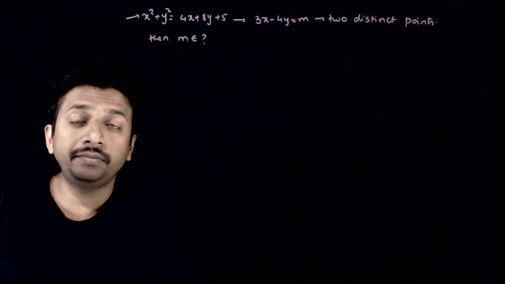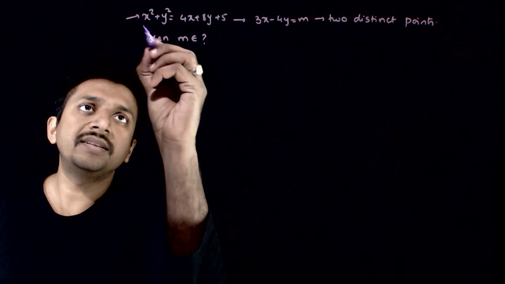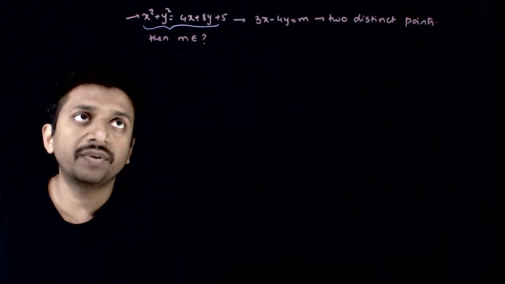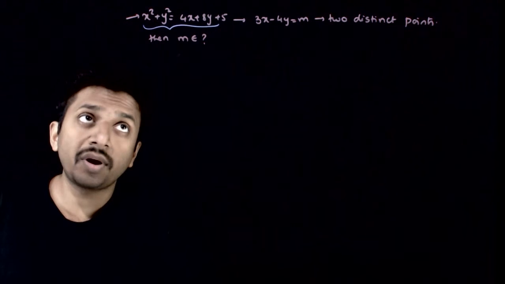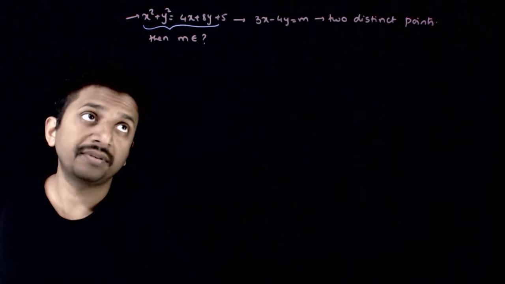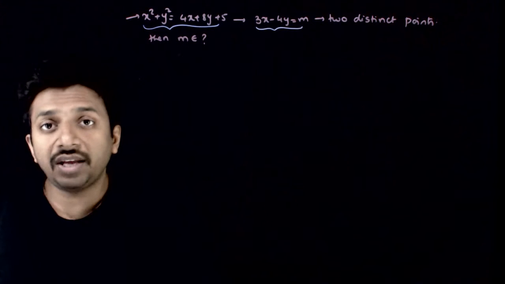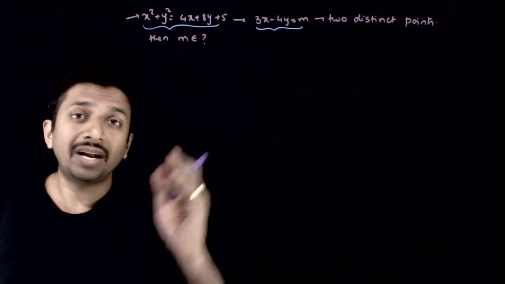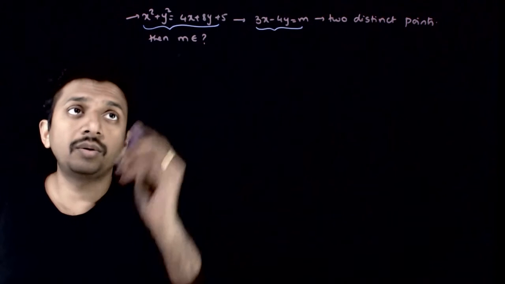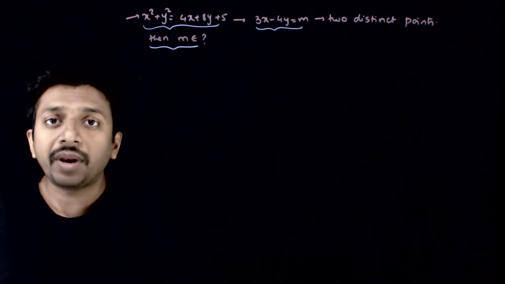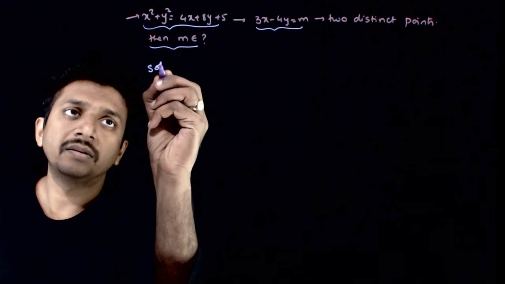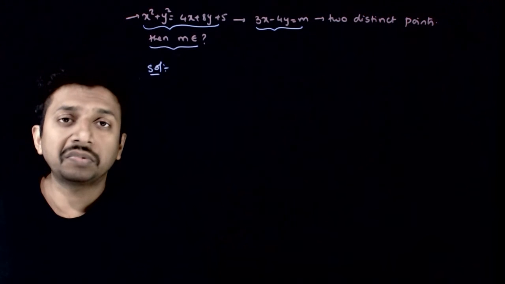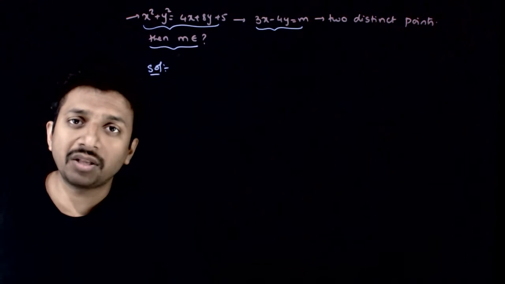So welcome students. In this question, given that this circle x² + y² = 4x + 8y − 5 intersects this line 3x − 4y = m at two distinct points. If that is so, where should m lie? So there are many ways to solve this problem.